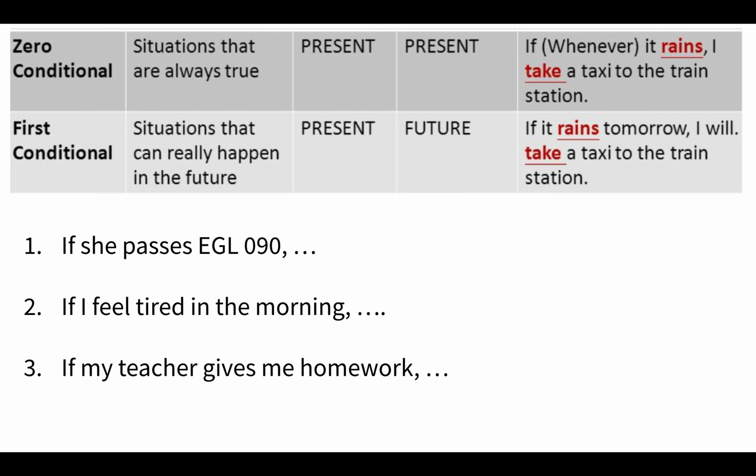All right, students, so here are some answers. If she passes English 090, she will take English 101 in the summer. Without a doubt, this is just a specific event in the future, right? This only happens one time. She doesn't pass English 090 all the time, right? It's not a habit. So we have to use first conditional here, future.